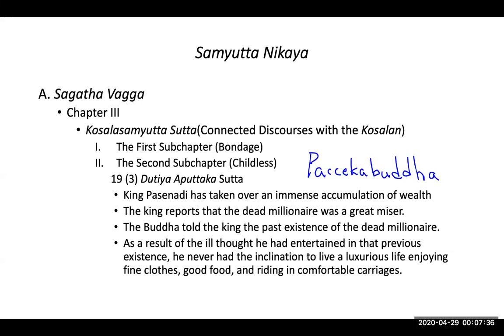Okay. So how important it is what kind of thought we have moment by moment. That thought really influences the next round of existence.